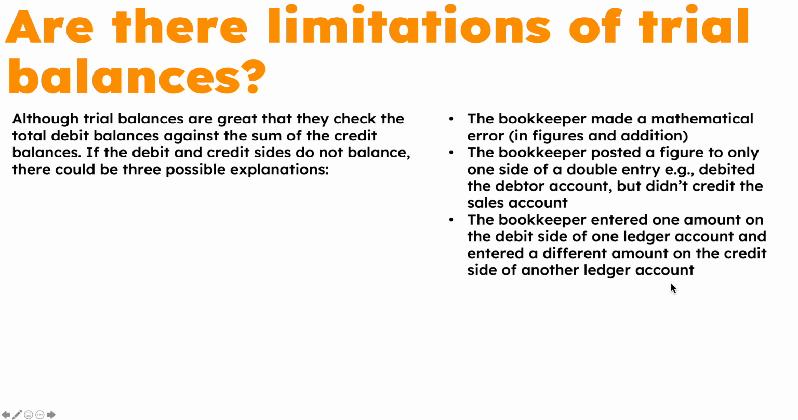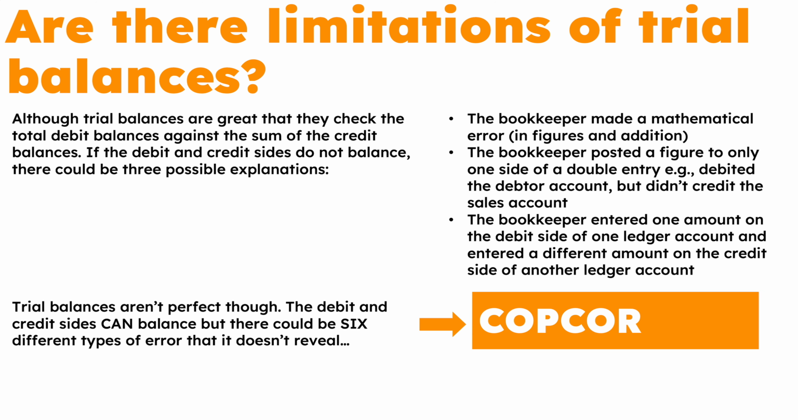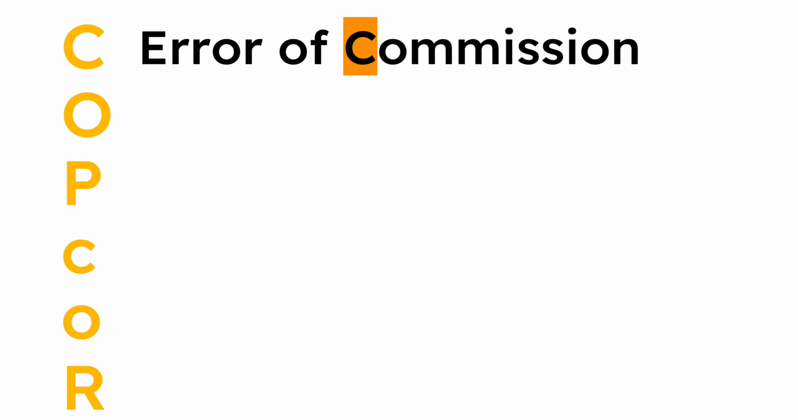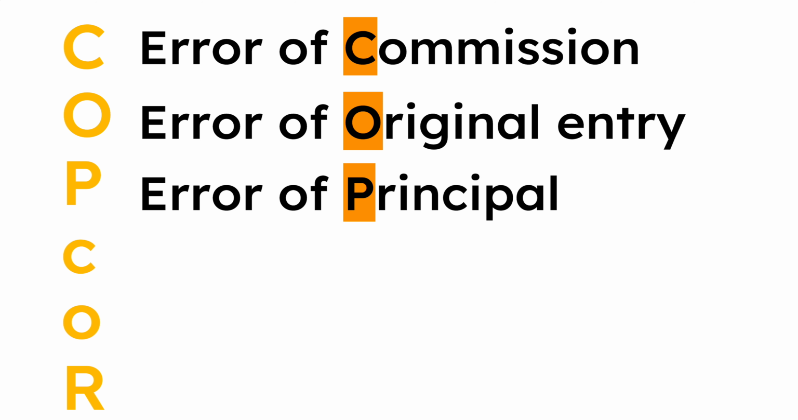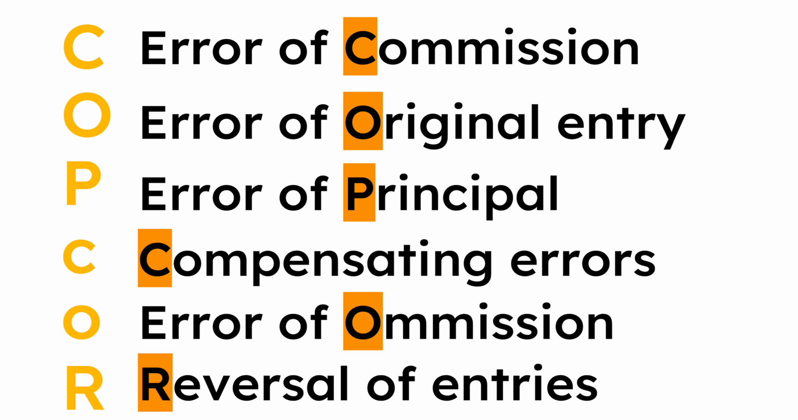So there are the 3 mistakes that a bookkeeper would make that would be spotted in the trial balance, such as the trial balance that we saw that had 2,700 less on the debit side. They're the mistakes that are very obvious to us with the trial balances. But trial balances aren't perfect. The debit and credit sides can balance, but there could be 6 different types of error that it doesn't reveal. You can remember this with the anagram COPCOR. C, error of commission. O, error of original entry. P, error of principle. C, compensating errors. O, error of omission. And R, reversal of entries. They're the 6 types of error that a trial balance will not reveal.